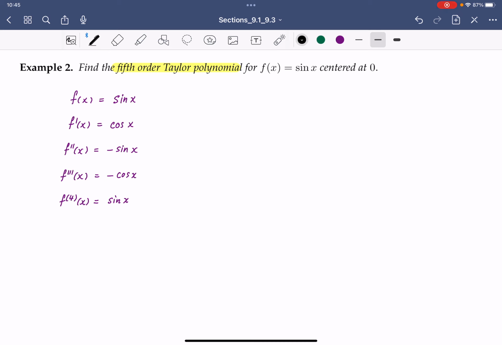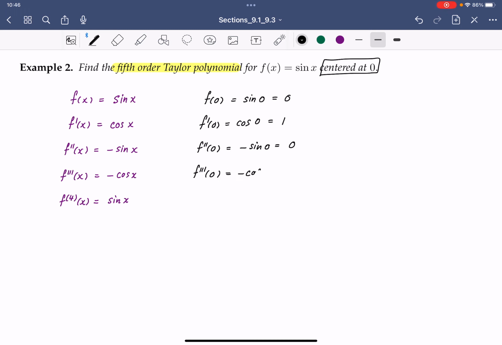Which means when you form the Taylor polynomial, you can guess the pattern from now. And then when you plug in, you're going to plug in at 0 because the center is 0. So f(0), sine 0, is 0. Here f prime 0, which is cosine 0, this is actually 1. f double prime 0, this is minus sine 0, this is actually 0. And f triple prime 0, this is minus cosine 0, which is minus 1. And the fourth derivative is going to be sine 0, which is 0.